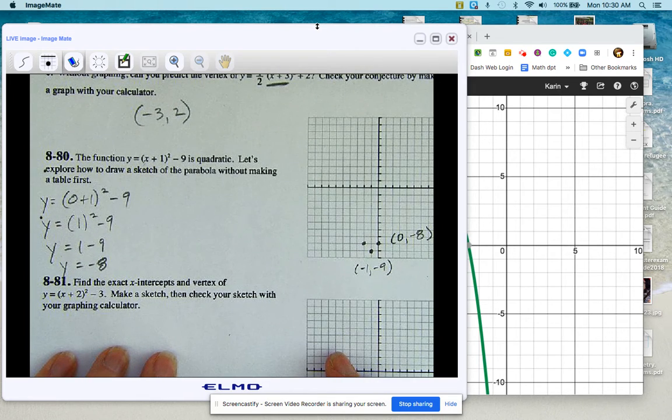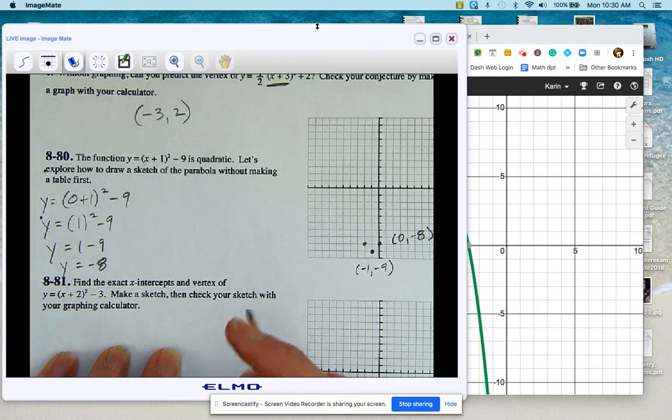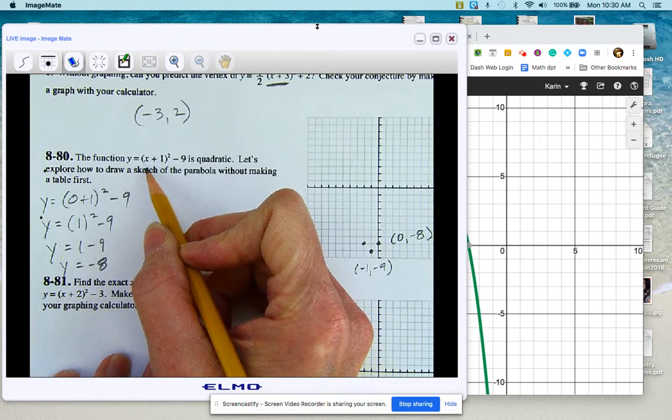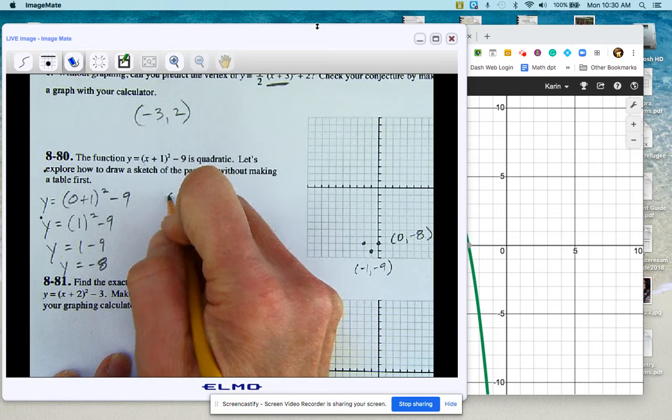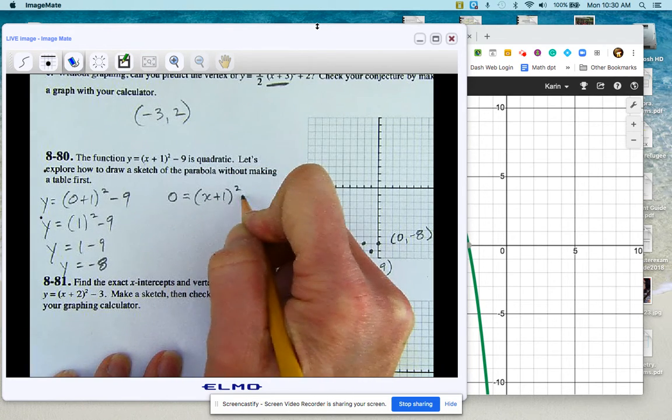Now you might think, okay, well, we have to get it in factored form, and I could change this to standard form and see if it factors, but actually there's a really easy way to find the x-intercepts when it's in vertex form, okay? So the x-intercepts happen when y is 0. So I'm going to write 0 is equal to (x + 1)² − 9.